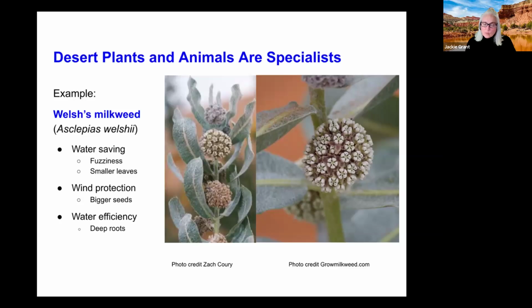And this milkweed has bigger seeds relative to all the other milkweeds because it actually needs its seeds to stay on the sand dunes. And if it had smaller seeds with a big puffy thing on it, then those seeds would blow away. And then this plant also has very deep, deep roots to reach way down through the sand to get to the water in the water table below, where the bedrock is underneath the sand dunes.